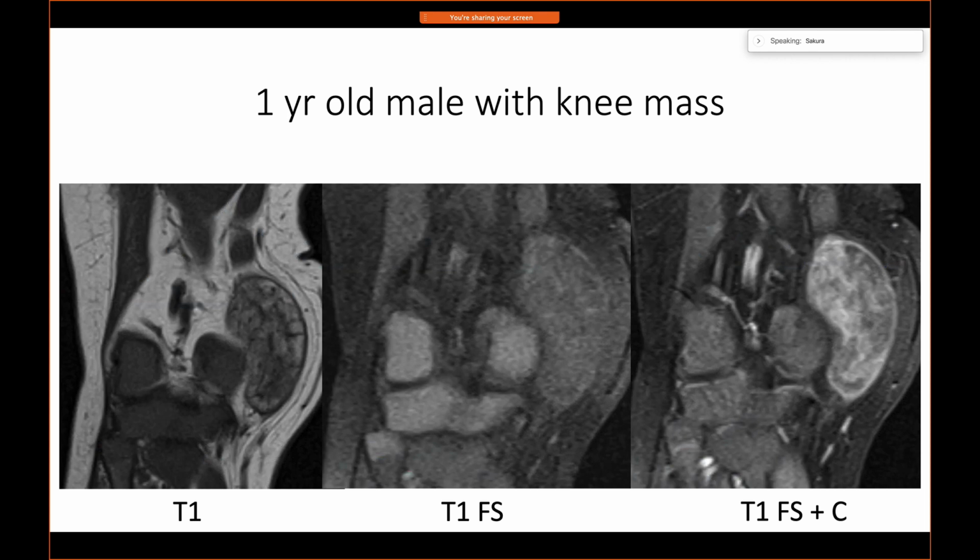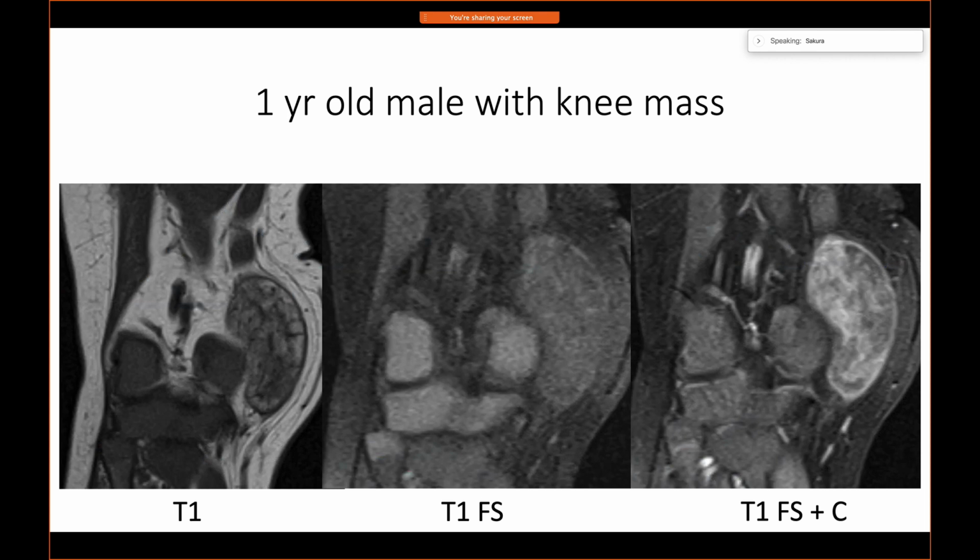So I think maybe it could be something like a synovial mass. I would think about things like synovial sarcomas. I really can't think of anything else in the differential.